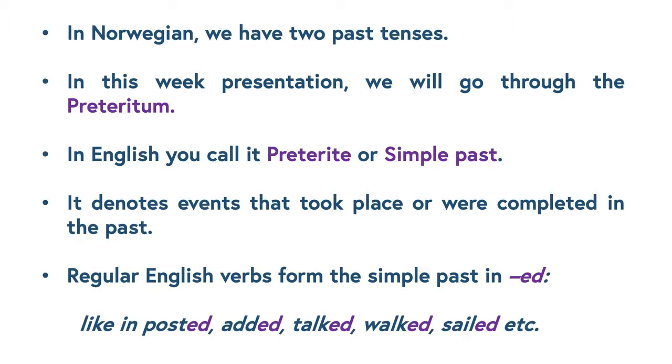In Norwegian, we have two past tenses. In this week's presentation, we will go through the Preteritum. In English, you call it Preterit or simple past. It denotes events that took place or were completed in the past. Regular English verbs form the simple past in -ed, like in posted, added, talked, walked, sailed, etc.